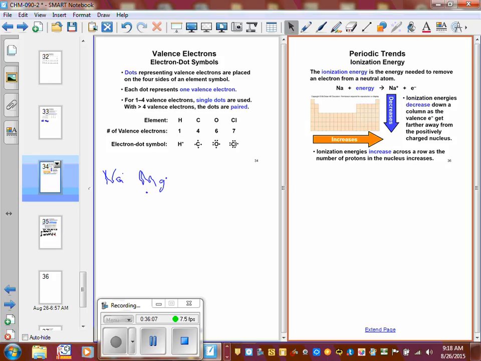Column 8 is the key. The noble gases. Everybody wants to be like column 8. And there's a couple ways to do that. Once you figure that out from the valence electrons, it's pretty simple.